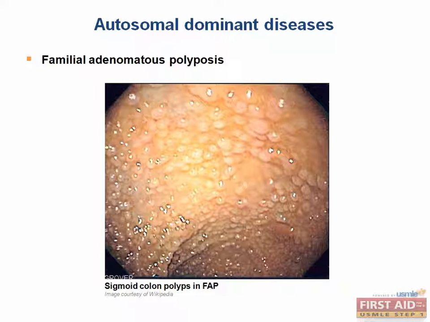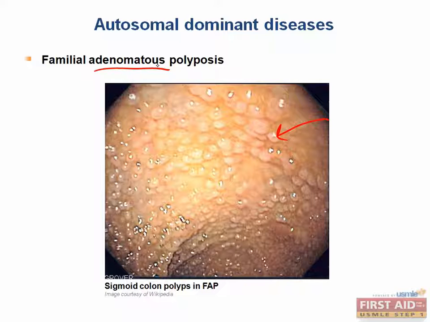Familial adenomatous polyposis is a condition in which the colon becomes covered with hundreds or thousands of adenomatous polyps, like the ones you can see here. Do you remember what adenomatous means? That refers to a benign epithelial tumor that arises from a gland.